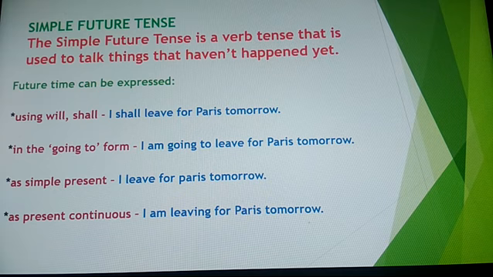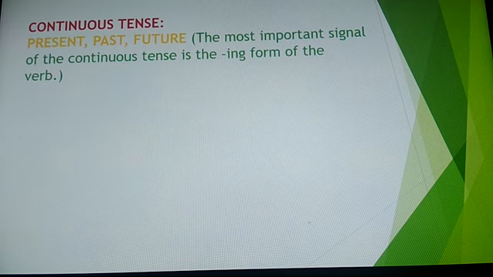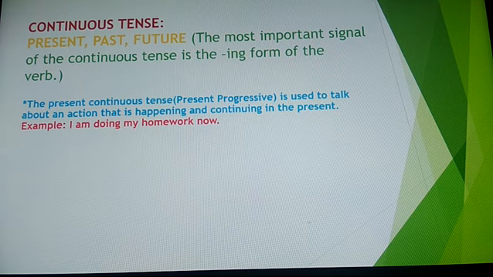It can be expressed as present continuous also. I am leaving for Paris tomorrow. I am leaving. I'm leaving. ing form. This is continuous tense. For Paris tomorrow. So he hasn't left. He is leaving tomorrow. Okay. So remaining is continuous tense. Okay. We have present continuous tense, past continuous tense, future continuous tense. Okay. So the next is continuous tense.